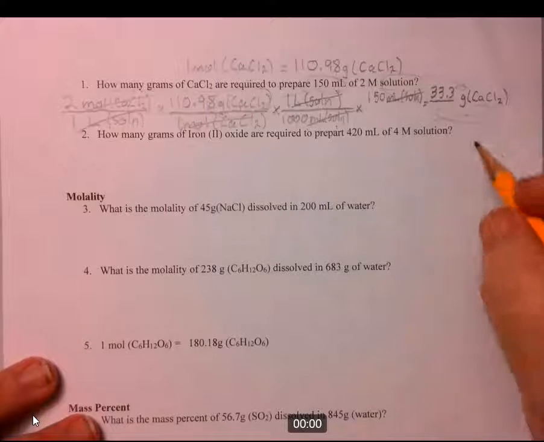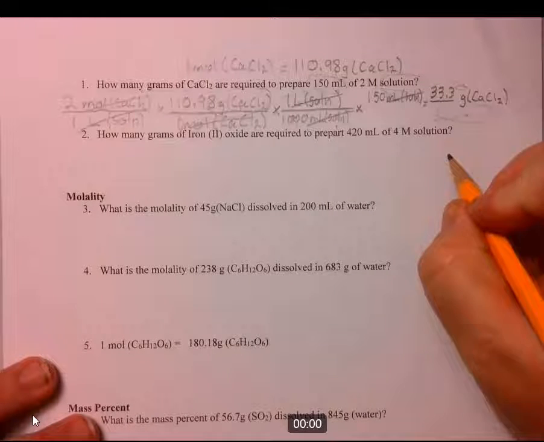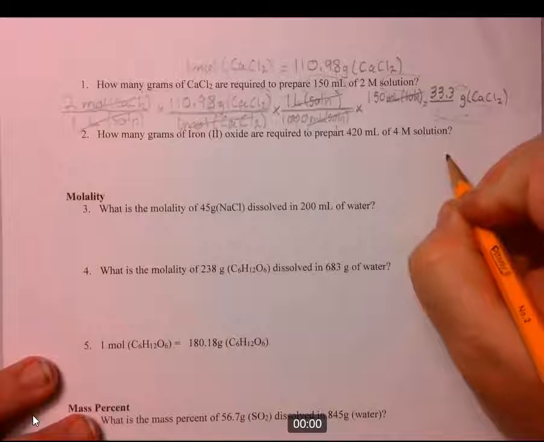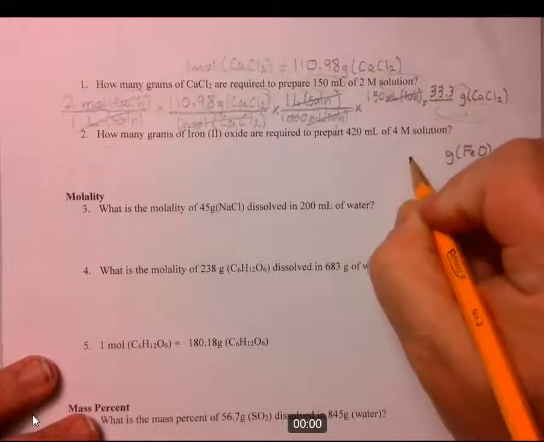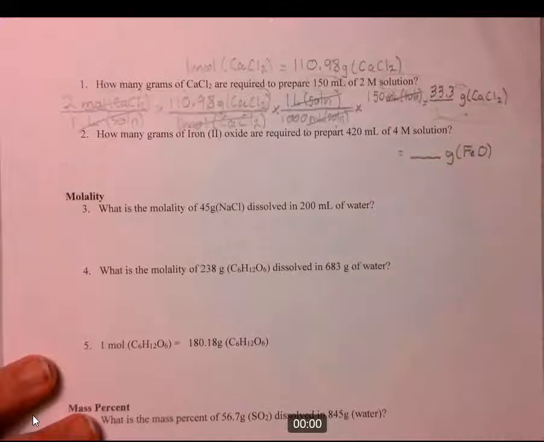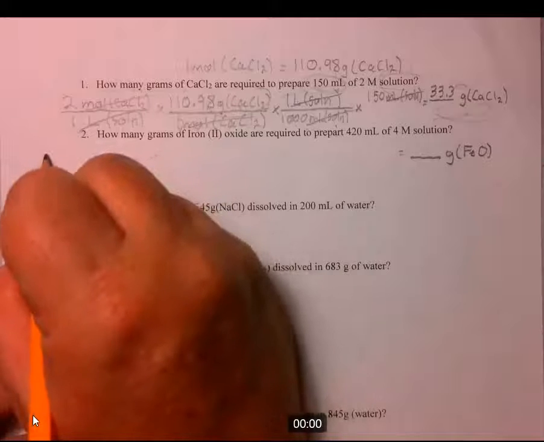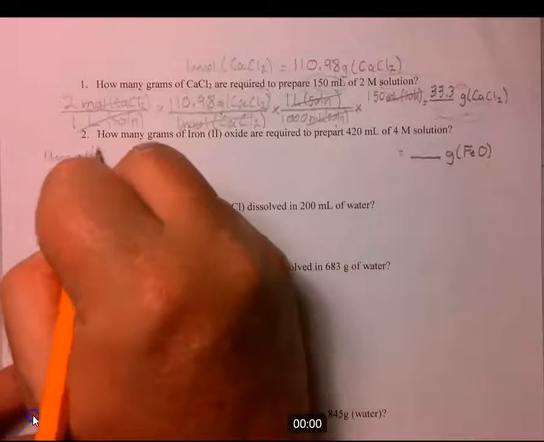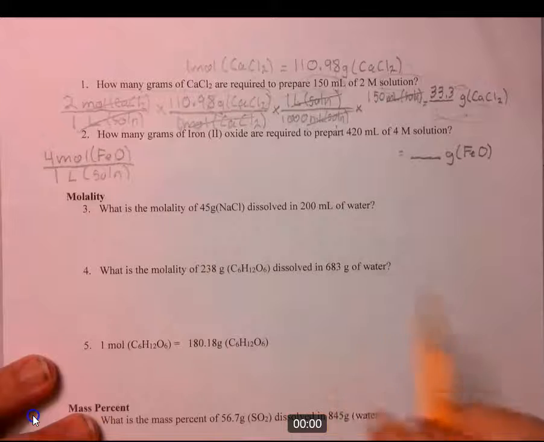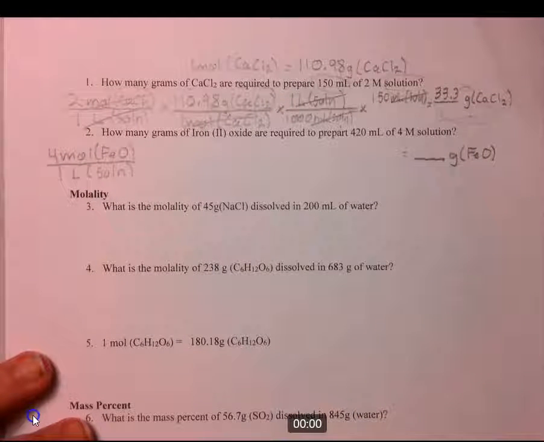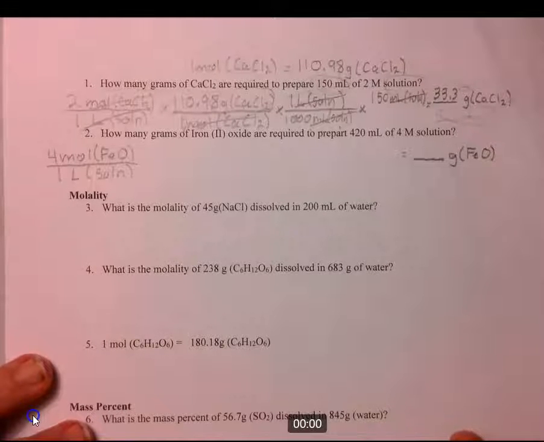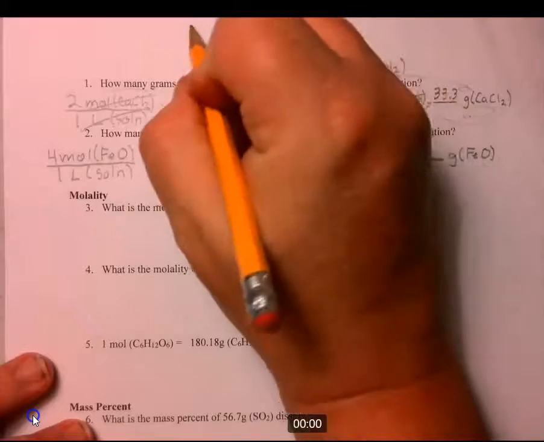So we want to know grams of iron 2 oxide. So that's going to be grams. Okay, and we're starting off with 4 molar solution. So over here, way over on the left, it's 4 moles. Okay, so 4 molar means 4 moles of your solute, FeO, for every 1 liter of your solution. Okay, again, we're going to use a molar mass conversion. I didn't leave myself a lot of space, so I'm going to do that up here.